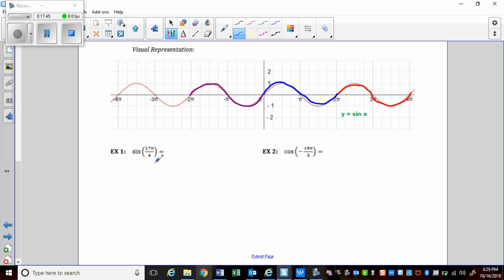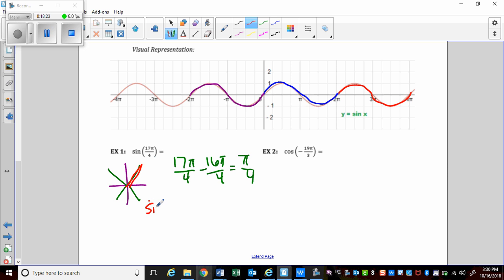Sine at 17 pi over 4. I know 8 pi over 4 is 2 pi, so I just need to subtract multiples of 2 pi, or go around my unit circle until I can get my reference angle. So this is pi over 4, 2 pi over 4, 3 pi over 4, 4 pi over 4, 5, 6, 7, 8. If I go around again, that's 16. So 17 pi over 4 minus 16 pi over 4 just gives me pi over 4. Okay, so if I go around again, this is going to be my reference angle.